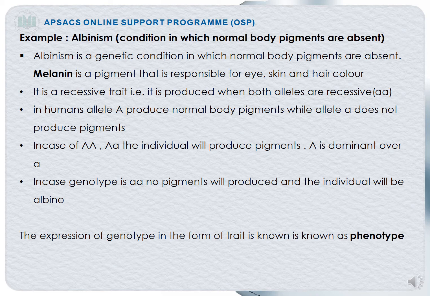Now the expression of genotype in the form of a trait is known as the phenotype. So we come to the final definition: the phenotype is the expression of the genotype in the form of a trait. It means the physical appearance of an individual is known as his phenotype, which is actually due to the expression of the genotype or the expression of the genes.